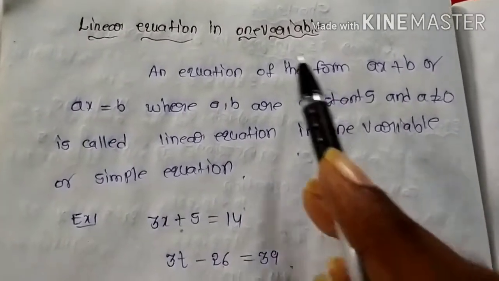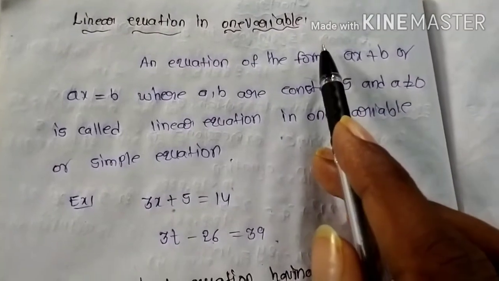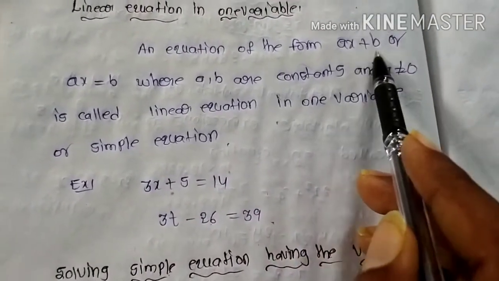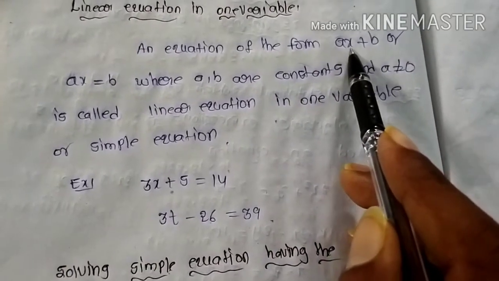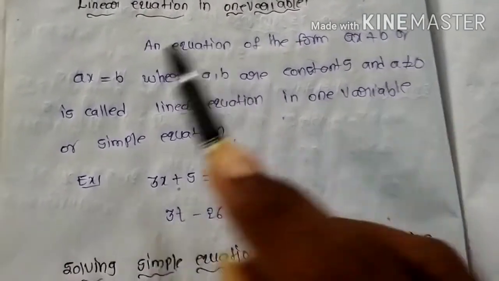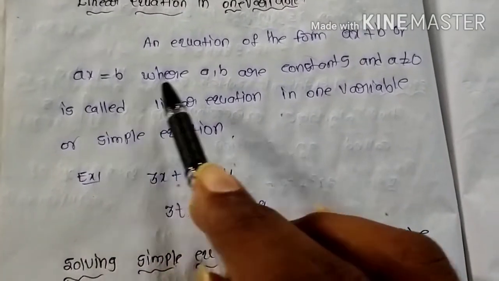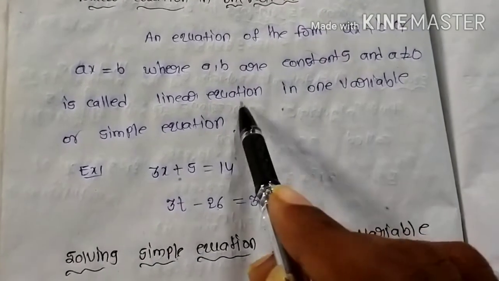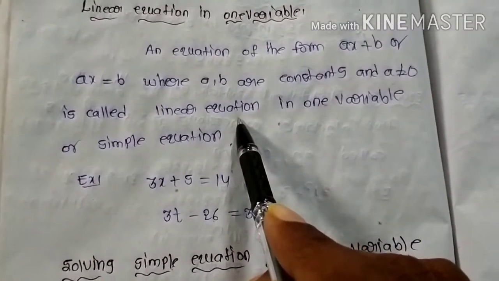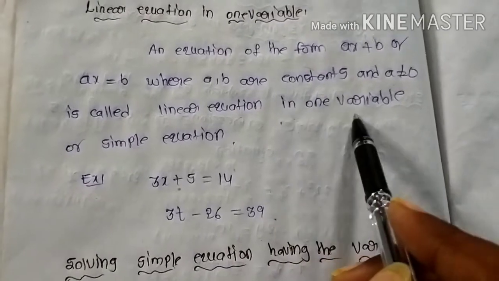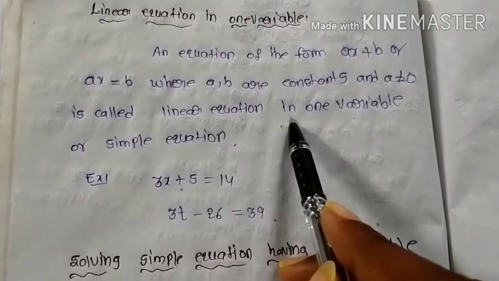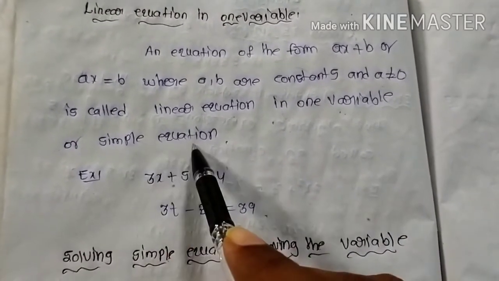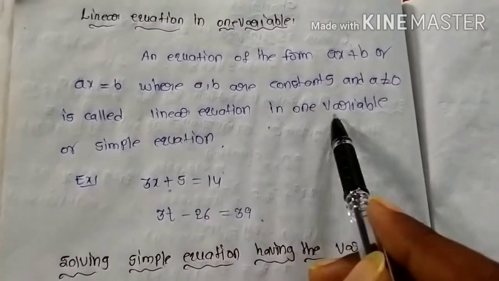Now you can see a linear equation in one variable. An equation of the form ax plus b or ax is equal to b, where a, b are constants and a is not equal to 0, is called a linear equation in one variable. A linear equation in one variable is also called a simple equation.